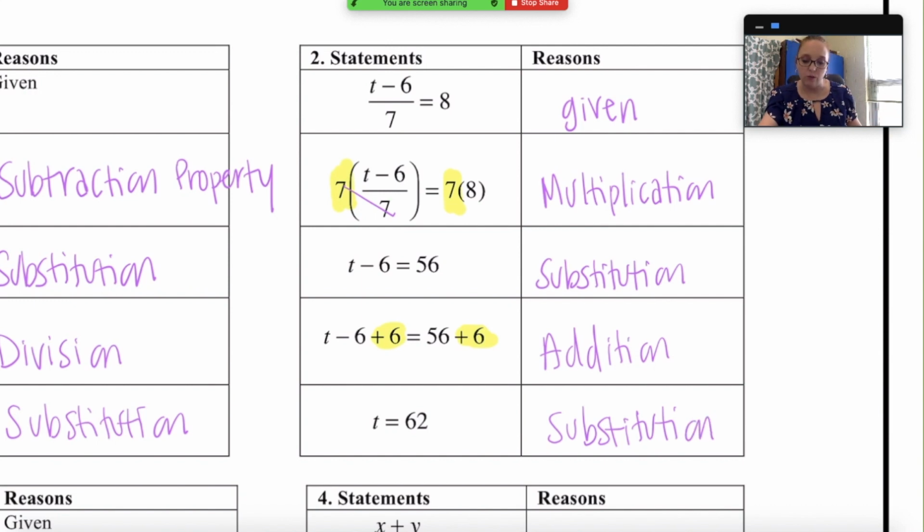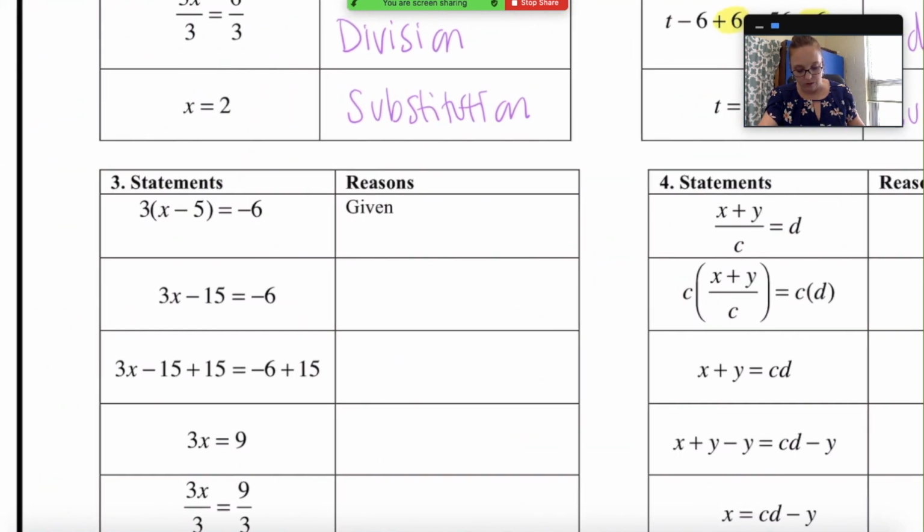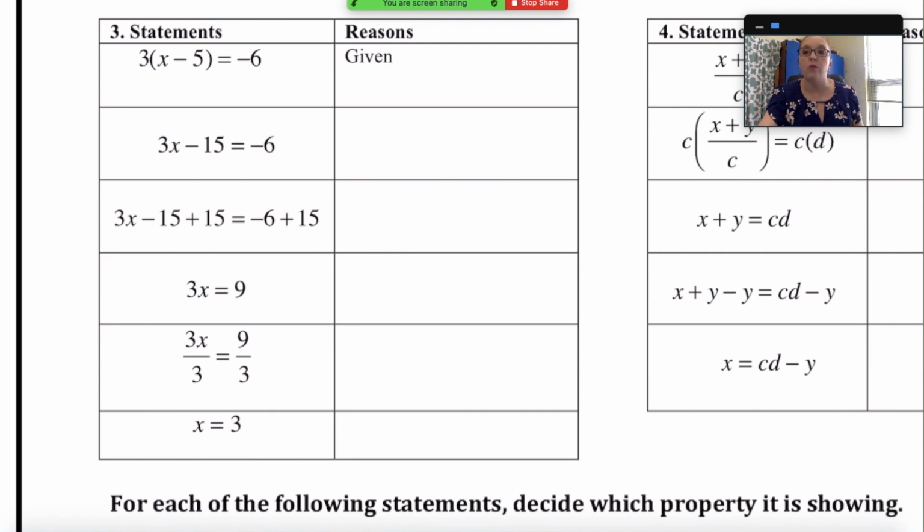Okay, let's try another one. All right, let's look at number 3. So the first equation, 3 times the difference between x and 5 is equal to negative 6. So that's what's given to you. What did they do from that first line to the second line? Notice the parentheses are gone. Here they have used the distributive property.